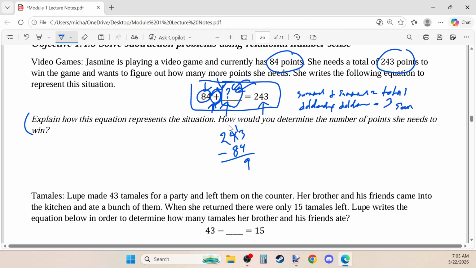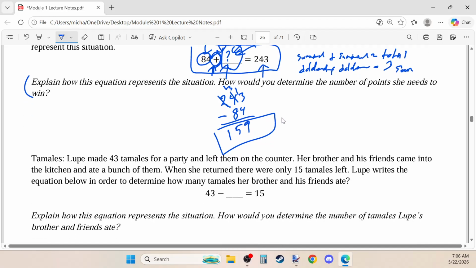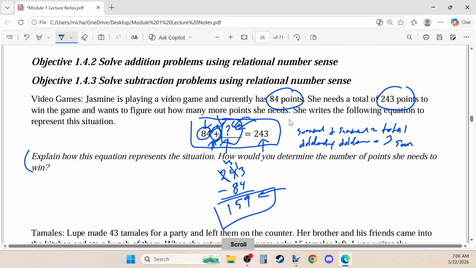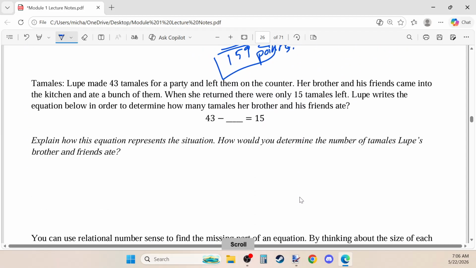13 minus 4 is 9. 13 minus 8 is 5. 1 minus nothing is 1. I had to borrow there both times. So this is how many points Jasmine needs to win the game.